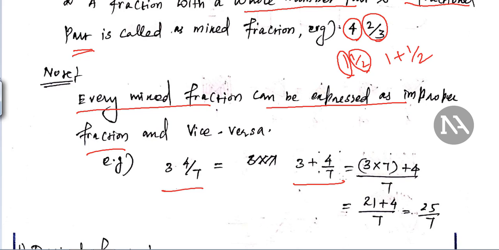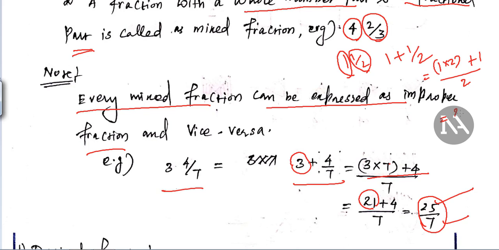So what do I have to do next? I have to cross multiply the denominator with the whole part. This is 3 into 7 plus 4, divided by 7. 3 into 7 is 21. 21 plus 4 is 25, divided by 7. So here the numerator is greater than the denominator, so it is an improper fraction. Here also, 1 into 2 plus 1 divided by 2, so it is 2 plus 1 divided by 2, that is 3/2. So here a mixed fraction is represented as an improper fraction.